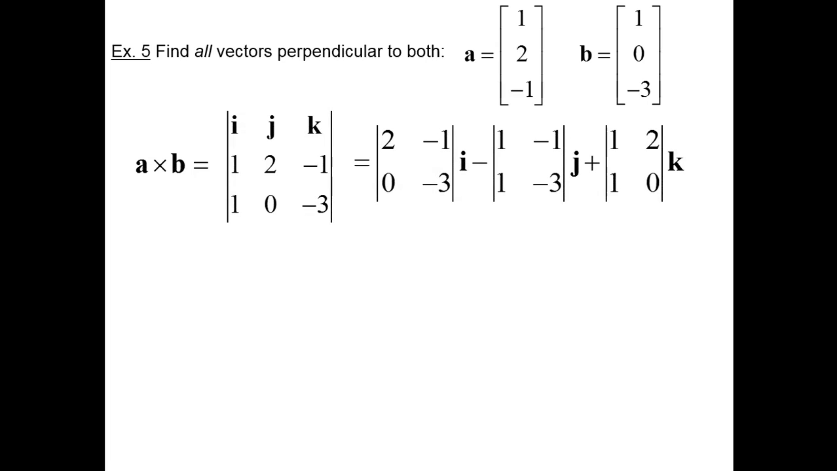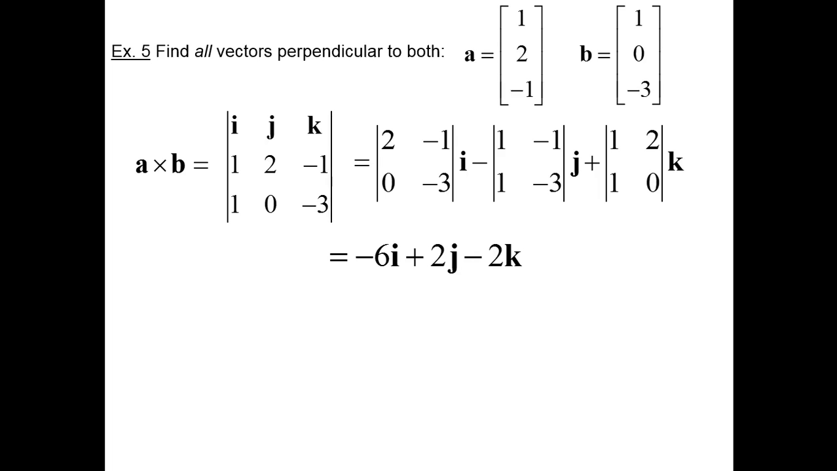So here we go. Find all vectors that are perpendicular to both vector A and vector B. We're going to start off by doing the cross product. We're going to put it into our determinant, so ijk goes across the top. Then we're just going to expand this using the determinant formula. Remember, i is positive. That leaves us with 2, -1, 0, and -3. The j would be made negative, so that leaves us with 1, -1, 1, -3. And the k would be positive, so that leaves us with 1, 2, 1, and 0. Go ahead and calculate each little mini determinant, and make sure you got them. You should wind up with -6i plus 2j plus 2k.